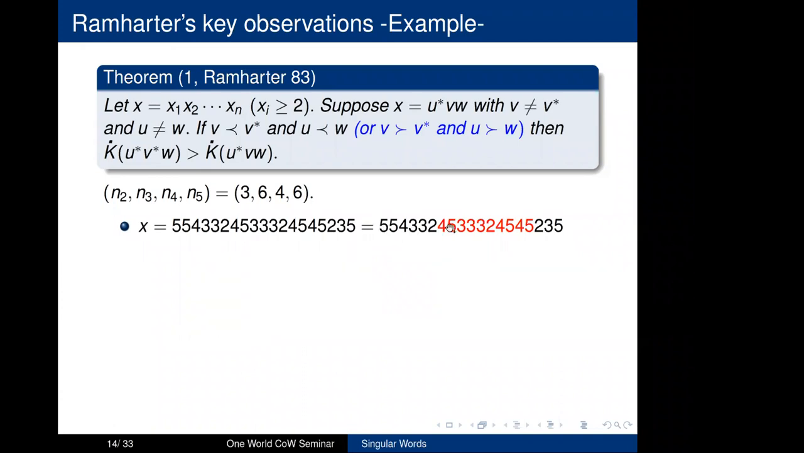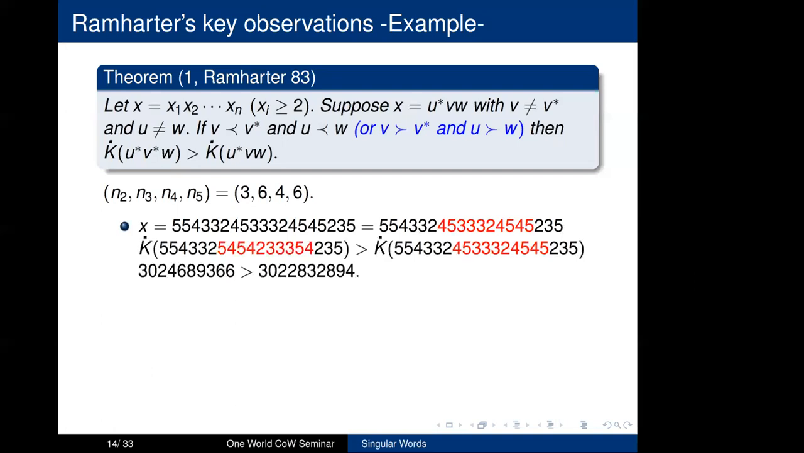Okay. So we notice that V is smaller than V star. V begins in a 4 and ends in a 5. And we also notice that U is less than W because U begins in 2, 3, 3, while W begins in 2, 3, 5. So we're exactly in this situation here. V is less than V star and U is less than W. So Ramharter's theorem tells us, well, if we reverse the V, we reverse the order of this word, then K dot should actually increase. So let's do that. And in fact, we see that it does increase. Trust my calculation. Here I just reversed the V part, kept everything else the same, and K dot increases.